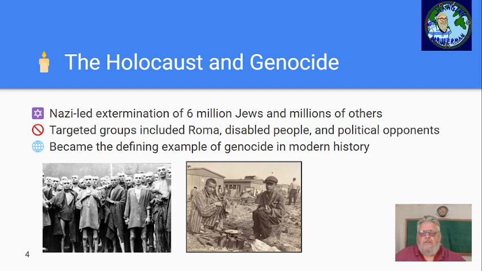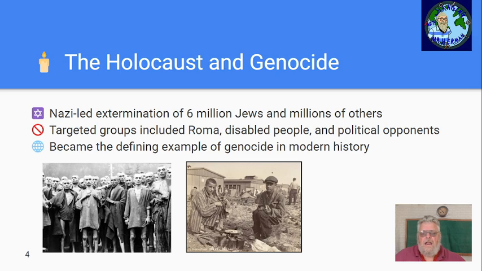While the battles raged, something even darker was happening behind the front lines. The Holocaust was a systematic, state-sponsored persecution and murder of 6 million Jews by the Nazi regime. But it didn't stop there. Millions of others were also targeted: Roma people, disabled individuals, political dissidents, and more.